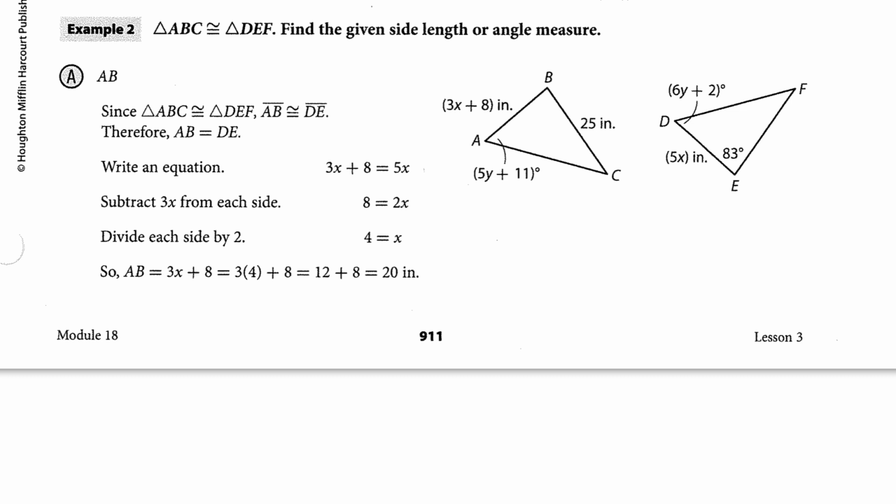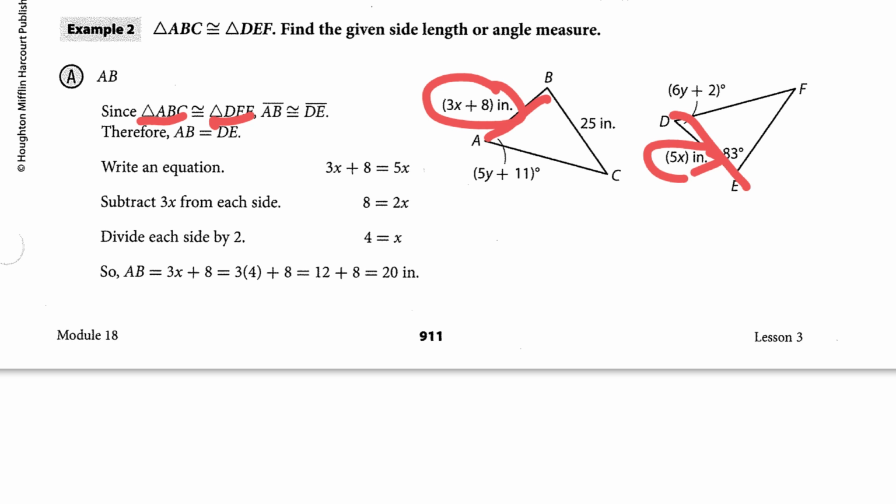Example 2. Triangle ABC is congruent to triangle DEF. Find the given side length or angle measure. AB. Since triangle ABC is congruent to DEF, AB is congruent to DE, the first two letters. Therefore, they are equal. That means AB and DE must be equal. So they've taken the two algebraic expressions and turned them into an equation.